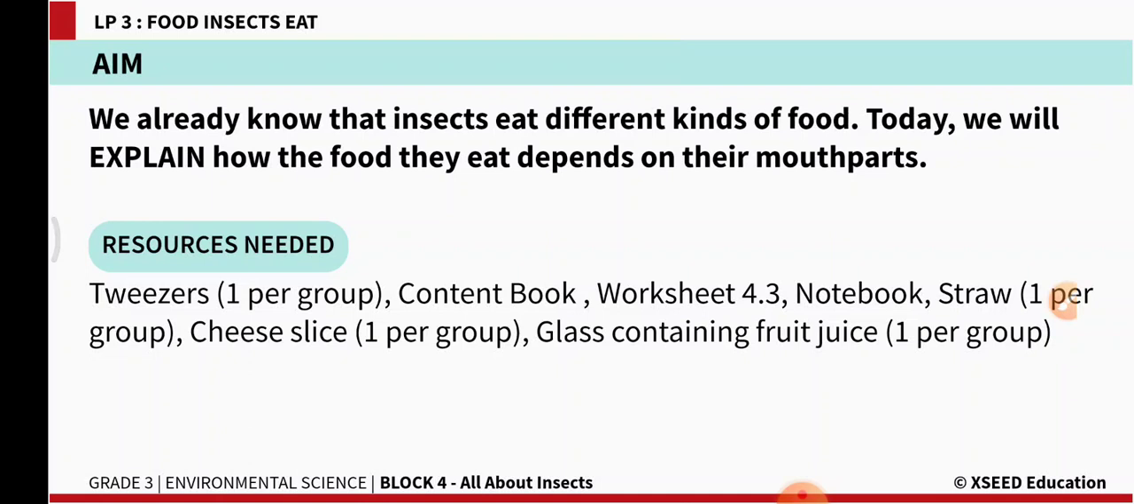So, what are the resources needed for this lesson? What are the things that we should keep ready? Tweezers, content book, worksheet, notebook. Content book, worksheet and notebook are always with you. So additionally we need tweezers. What are tweezers? I'll tell you. Straw. Straw means the narrow pipe which we use to drink cool drinks. And a cheese slice, a glass containing fruit juice. Tweezers, straw, cheese slice and a glass containing fruit juice. These are the 4 things.